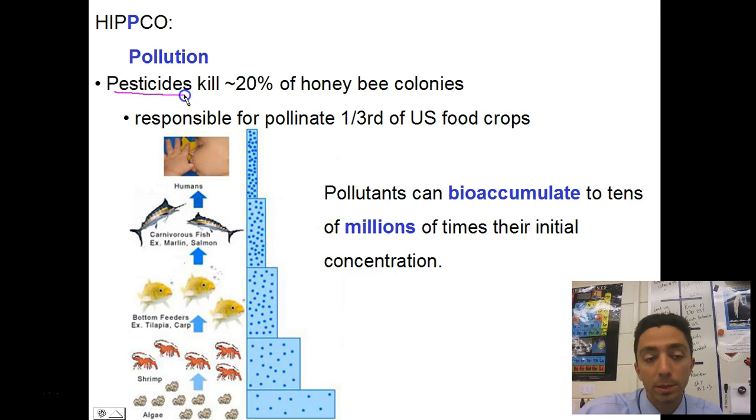Pesticides, right? So if we're spraying pesticides on our crops, we're accidentally hitting honeybees. And so a lot of honeybee problems come from unintended pesticide use. And the honeybees are really vital to providing food source for us. And so that's one form of pollution affecting a species, pushing them towards extinction, right? 20% is a fifth of the honeybee population being lost to pesticide use.